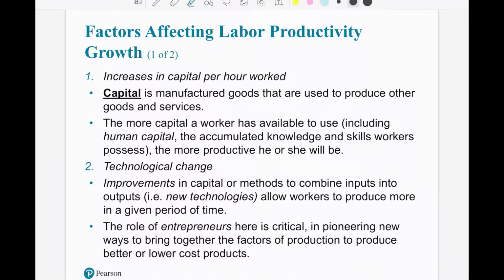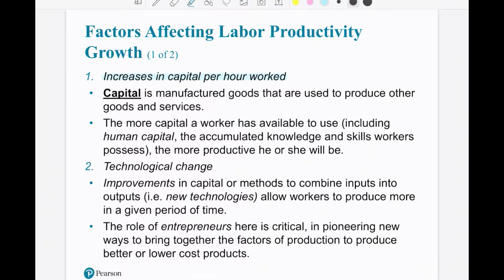So starting with capital. Going back to our definition of capital that I believe we had in chapter 1, that's going to be anything that's man-made or woman-made that contributes to the production process. So for Domino's, it may be a pizza oven. For Apple, it could be the machinery that they use to make their iPhones. That's going to serve as capital. So to increase labor productivity, we need to have an increase in these areas. So an increase in capital per hour worked.